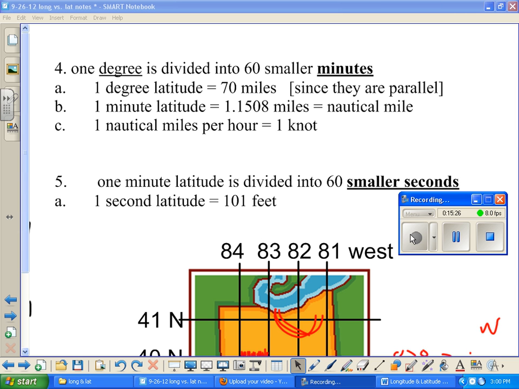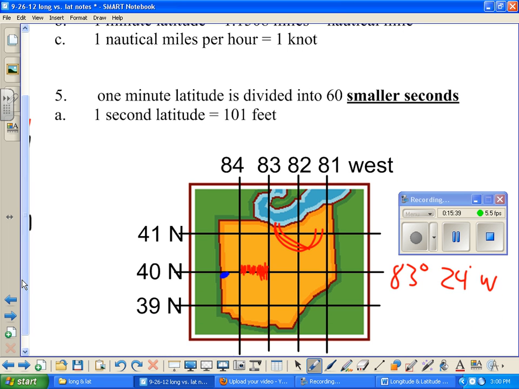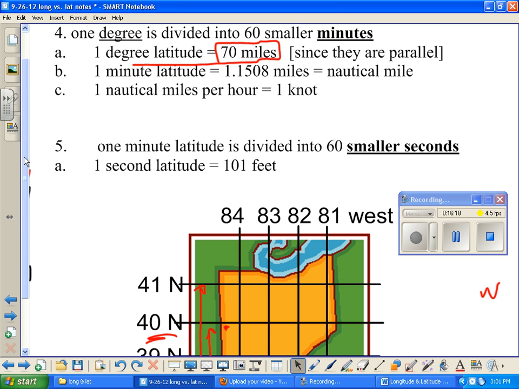Now we get to the specific stuff. A degree of latitude is about 70 miles apart. You take a peek at Ohio, you can see down here's 39 north, 40 north, and that's about us. We're almost 40 degrees north of the equator. Up here, Sandusky area, etc., they're around 41. They're farther north than we are. So from one line to the next line, it's about 70 miles apart. That's not very precise. That's kind of far apart.